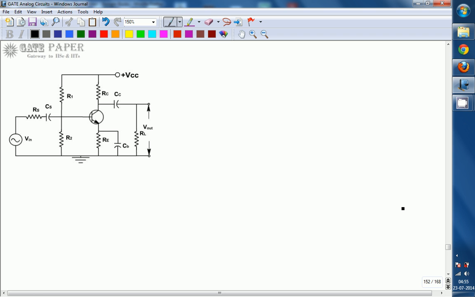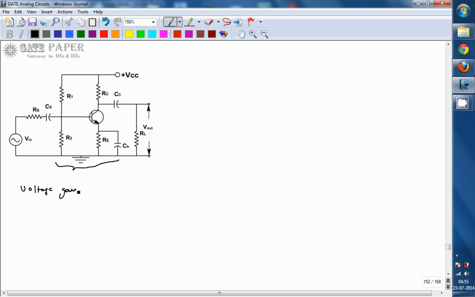Assume we are dealing with a single stage BJT. For that single stage BJT, this is the biasing circuit provided. Up to here it is the biasing circuit. After that we apply the input signal such that the transistor is operating in the active region. Then the input signal is amplified, and the amplified output is available across the load.